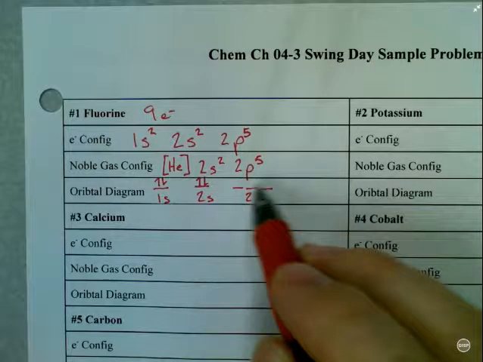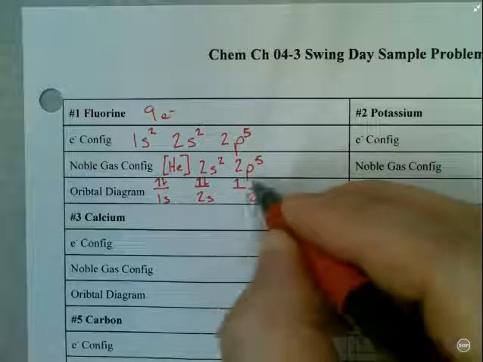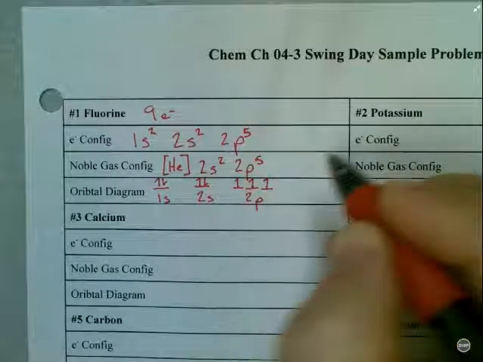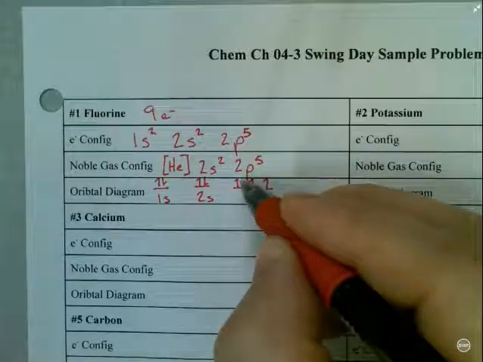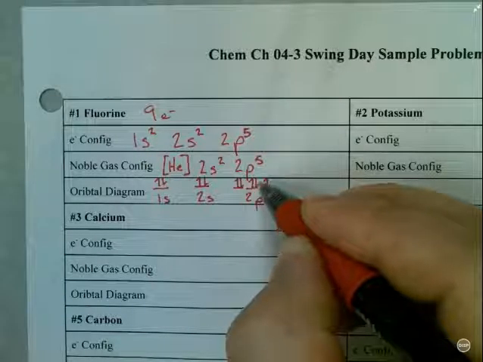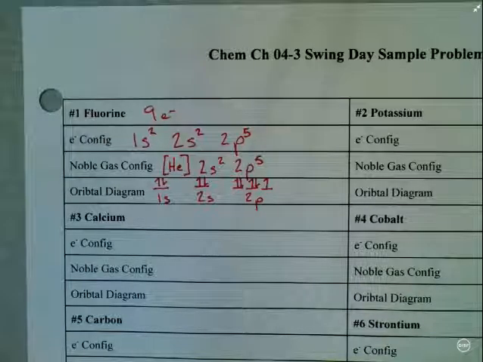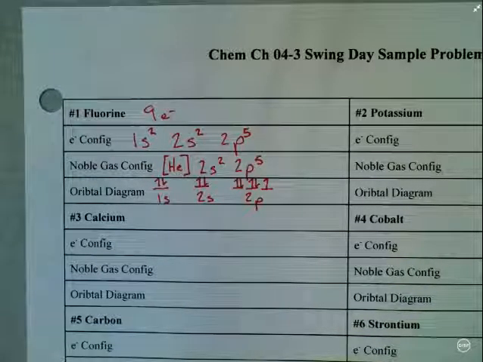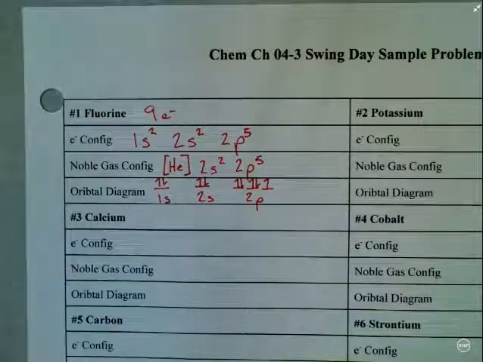I know that because I already wrote it down twice. So I'm going to fill each suborbital singly first, each electron having the same spin. That's 3 electrons. I need 2 more in this orbital. So 1, 2, opposite spin. Boom, I am done. I've done all 3 representations of fluorine. I am so good at this.